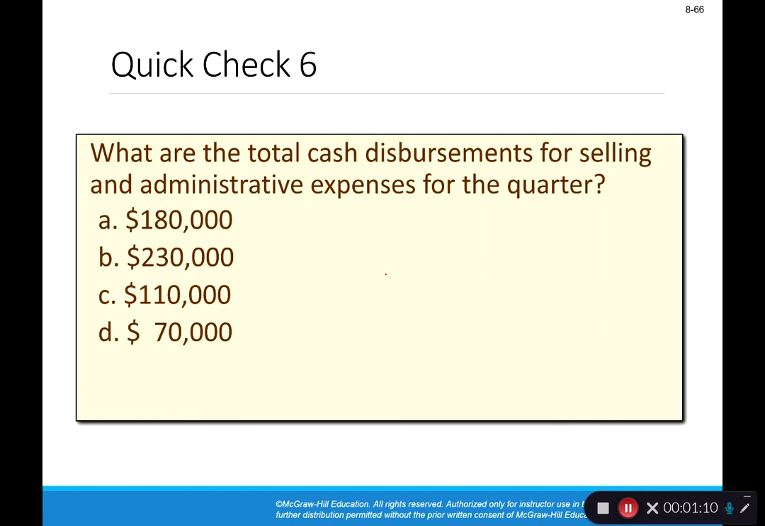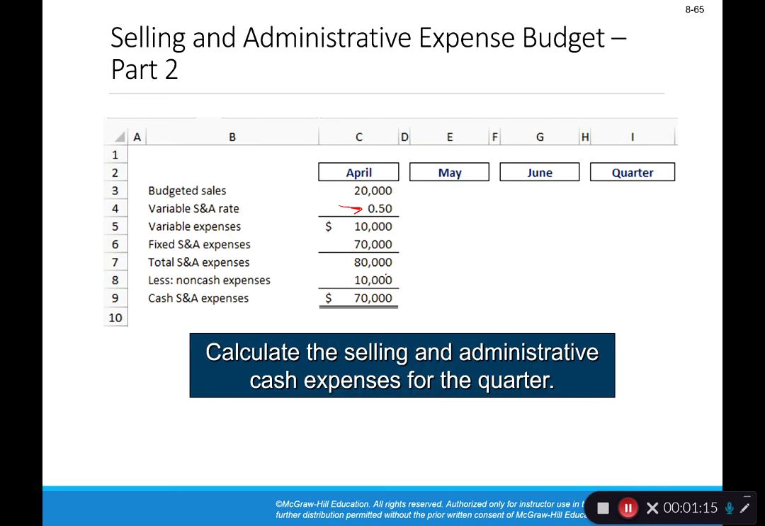So it wants to know what the selling and admin for the quarter would be. So you can go ahead and try to calculate May and June. You just need to know what May and June sales are. And then you can go through and multiply that by the variable selling and administrative rate to get the variable. The fixed are going to be 70 across the board, and the non-cash will be 10 across the board. So take a minute and see if you can calculate it.